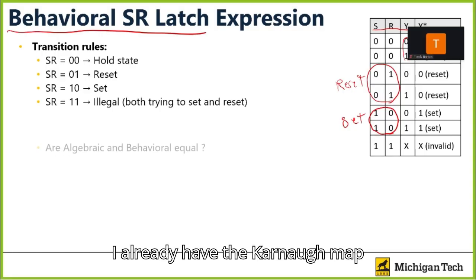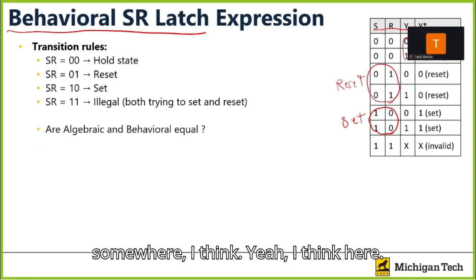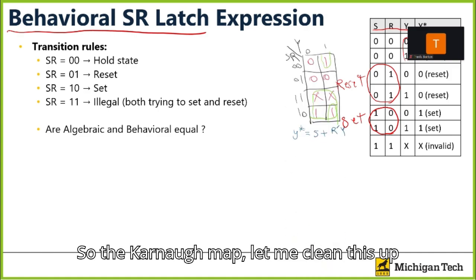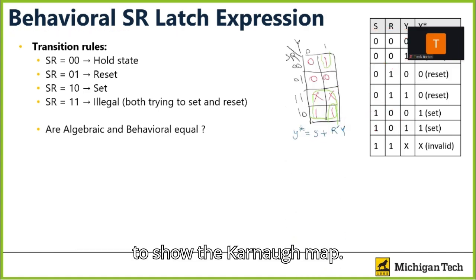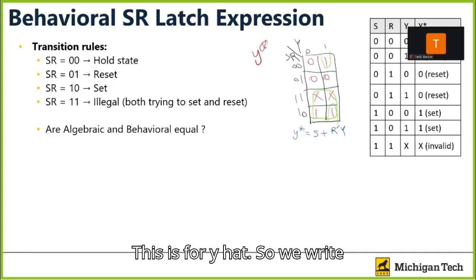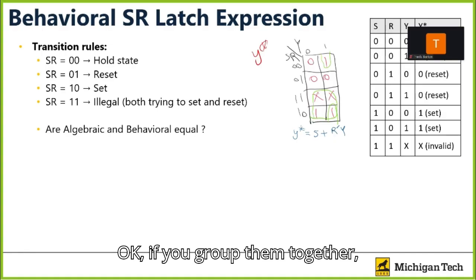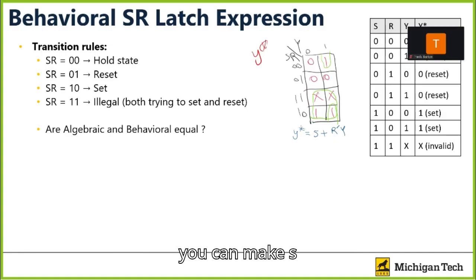I already have the Karnaugh map somewhere, I think. Yeah, I think here. So the Karnaugh map, let me clean this up to show the Karnaugh map. This is for Y star. So we write 0, 1, 0, 0, 1, 1, don't care, don't care. Okay, if we group them together, you can make S plus R bar Y, or complement of R and Y.